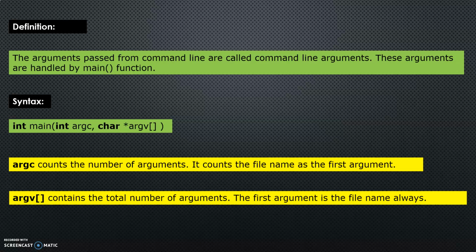So first we are going to the definition. The arguments passed from the command line are called command line arguments. These arguments are handled by the main function. This is the basic definition.